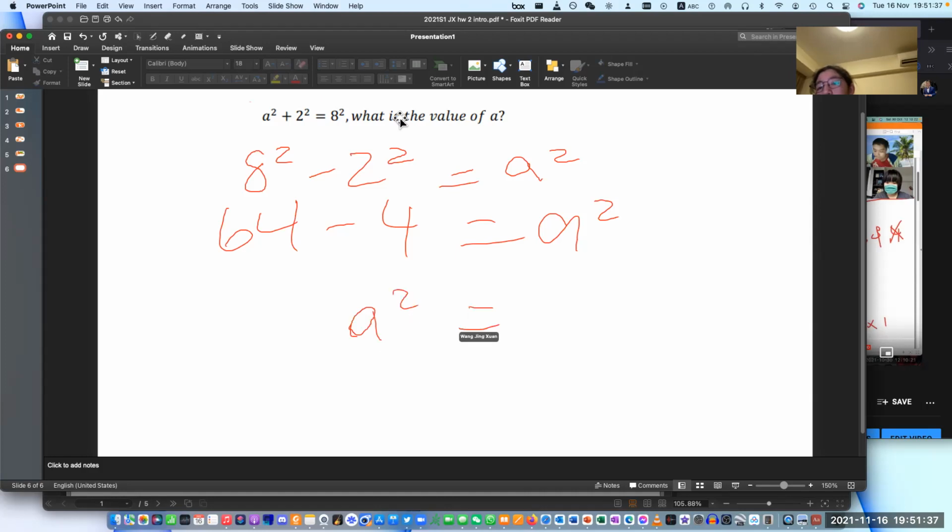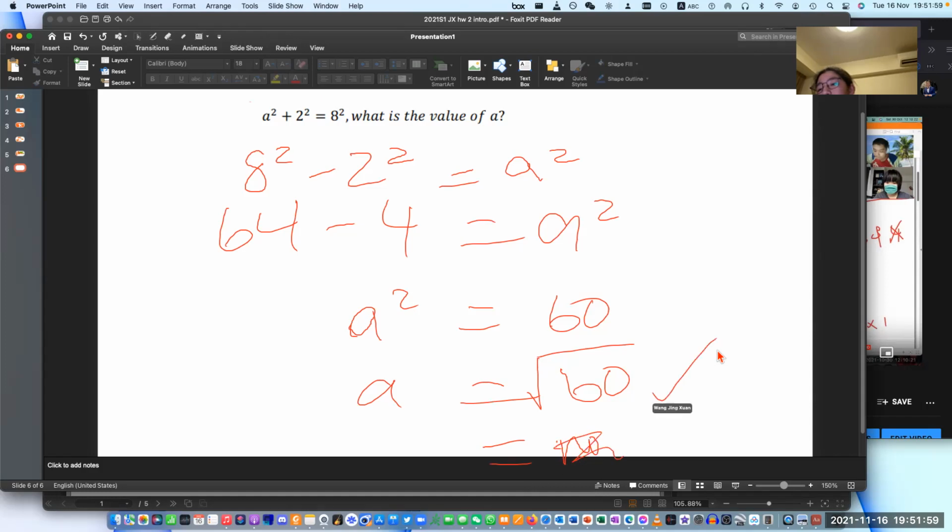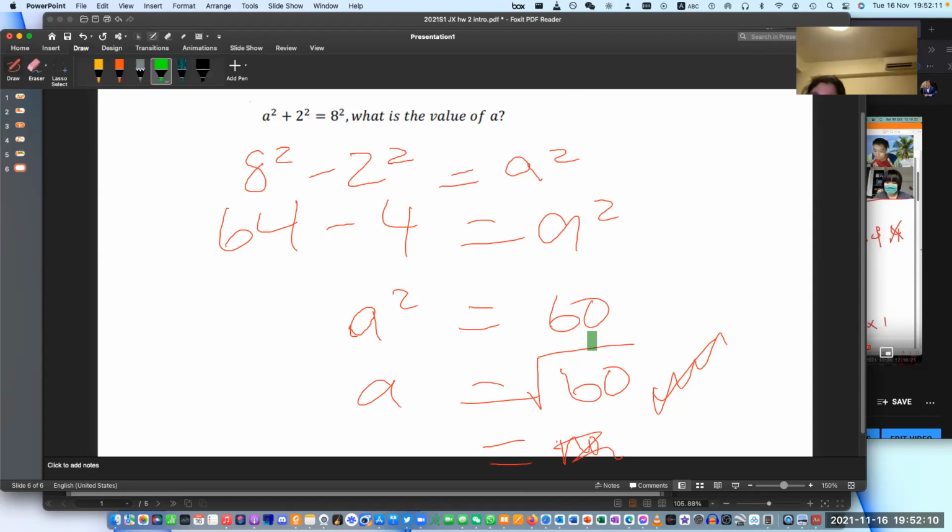Good. So do you think you need to continue to figure out square root 60, or just stop at square root 60? Okay, good. So in fact, you are not 100% correct. I'm going to tell you why. This is a very common mistake when it comes to this kind of question. You only get one answer. In fact, you are supposed to have two answers. I'm going to explain to you why.